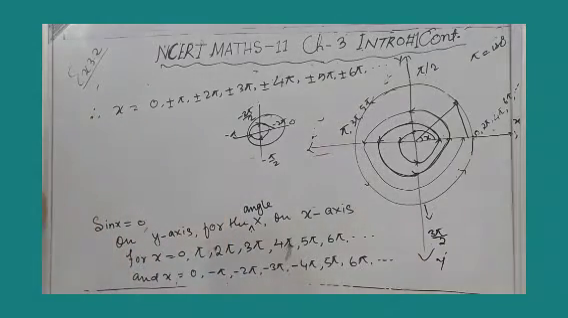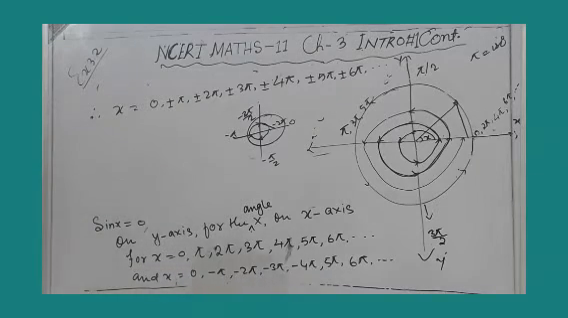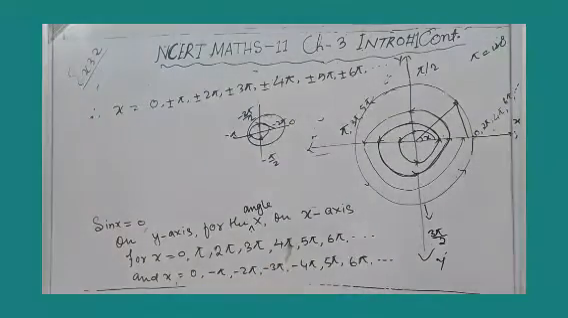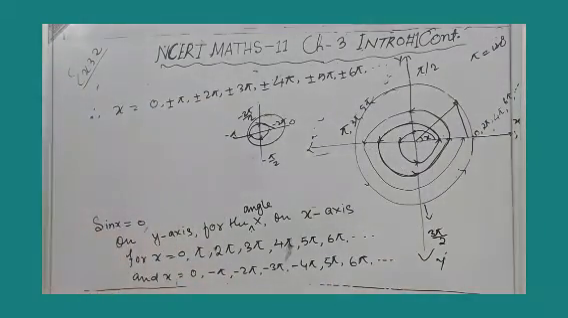So plus minus means what? It is considering both. Considered both in the sense that one is in the anti-clockwise direction, that is positive, and the other is in the clockwise direction, that is negative. Got it? I hope you understood.